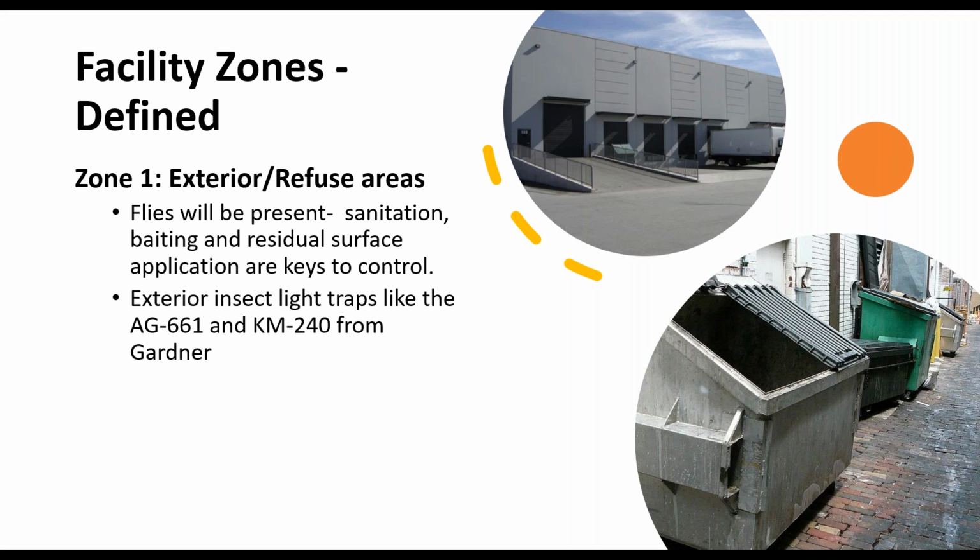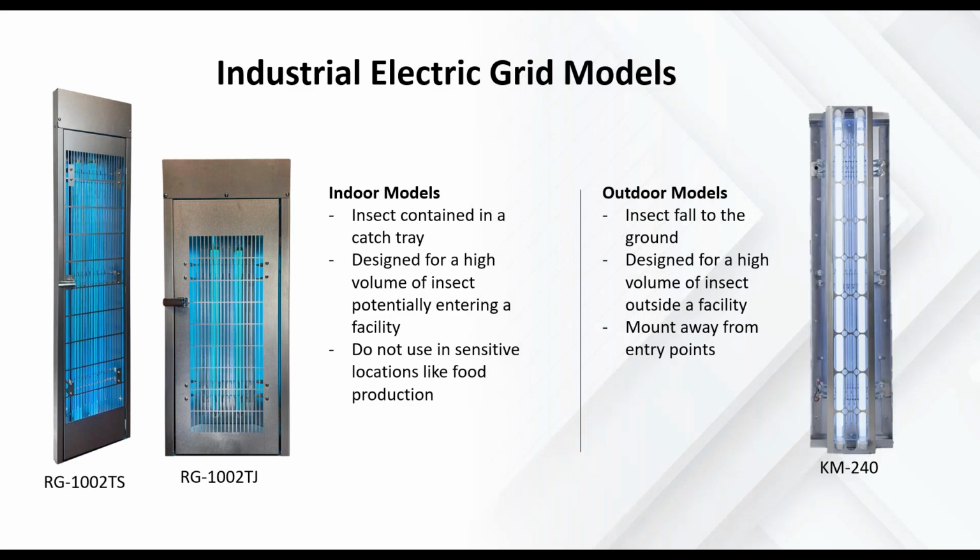In addition, these areas can be close to places where there's a lot of open air access to the facility, such as a dock bay. That's where you could also use some of our other large electric grid models. Here are some of the models from Gardner that could be used in these areas. In particular, an indoor model that would be great for those open air access areas, like a dock bay, would be our RG1002.